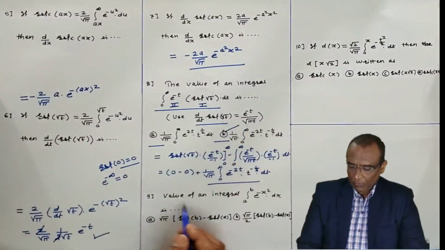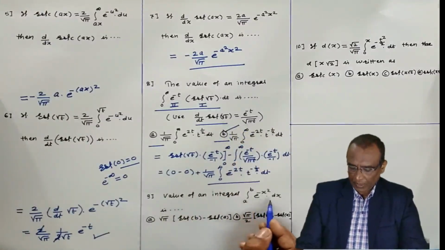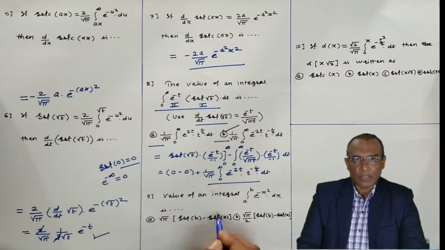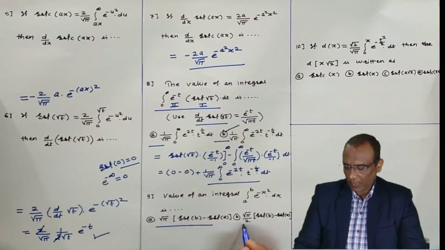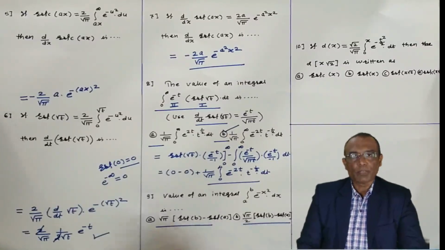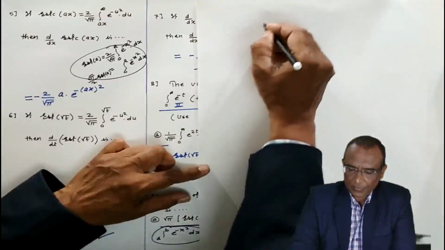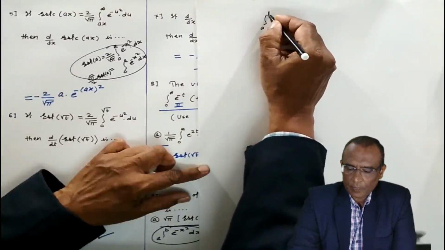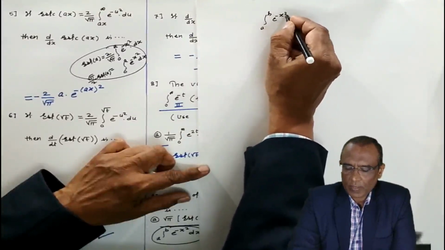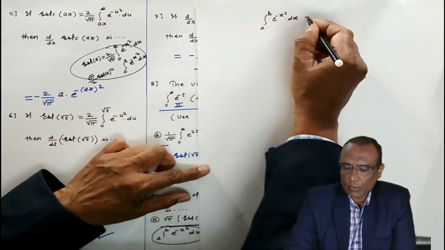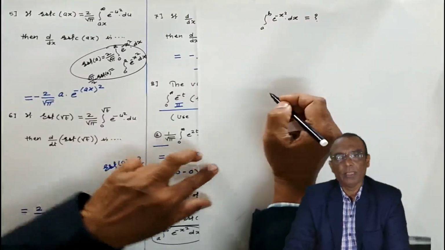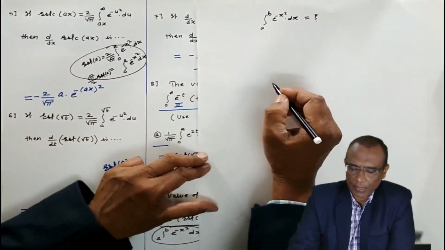Next problem. Value of an integral is dash dash. Options are given and one of the options is true. We are going to see which option is correct. Integral a to b e to the power minus x square dx. This I am going to solve separately. Value of this I want in terms of error function of a and error function of b.